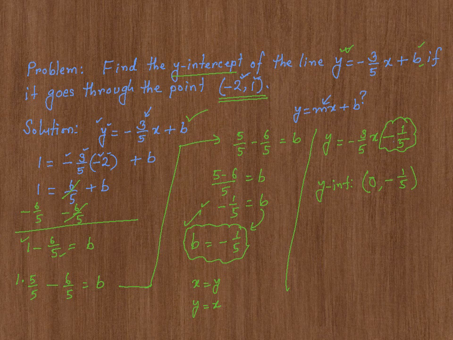-1/5, which is, by the way, if I sketch it quickly, this is x and this is y. 0, -1/5 is probably somewhere here. And I can even sketch the line. The slope is -3/5. So if I go 3 units below this, so let's say 1, 2, 3 units below, then I'll go 5 units to the right, positive. 1, 2, 3, 4, 5. Okay, so I have the other point right here. Okay, so now I can just connect these two to sketch it.